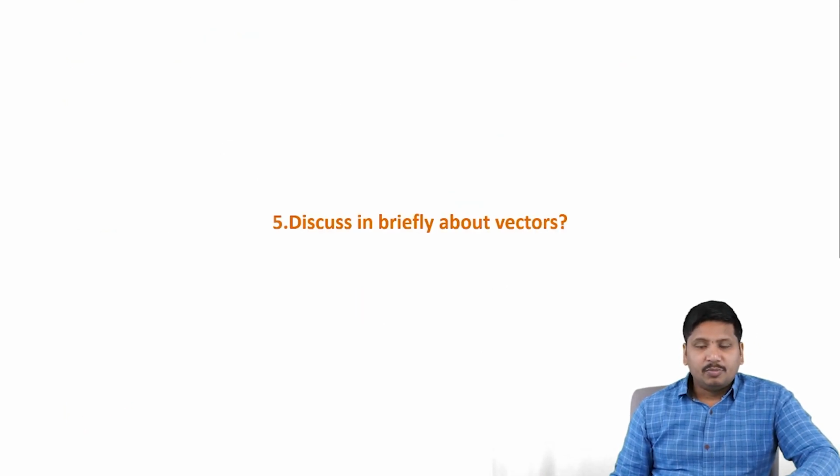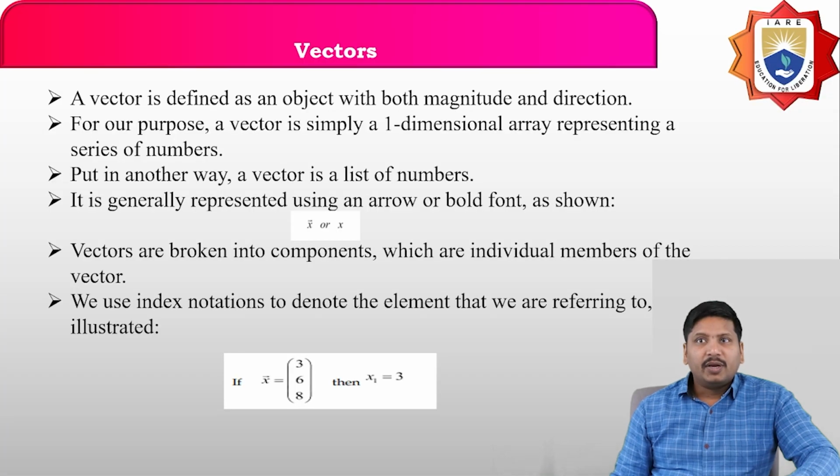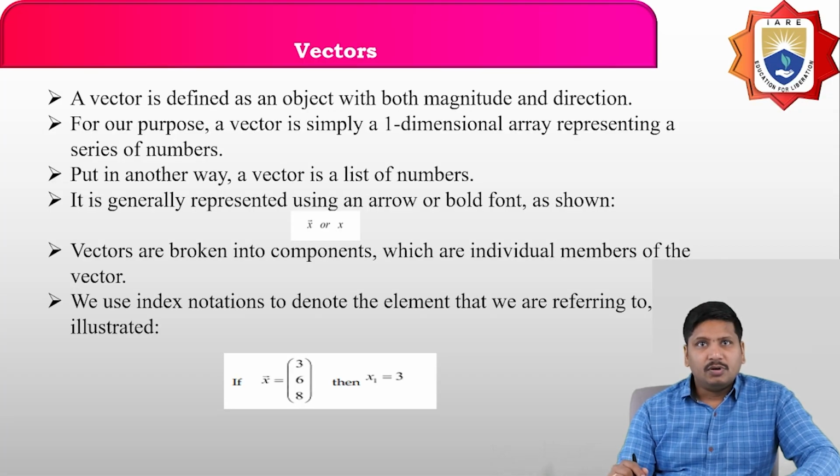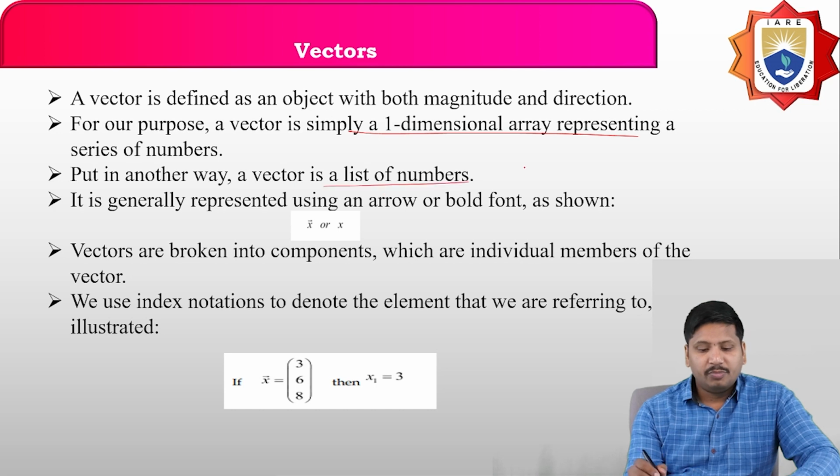So discuss briefly about the vectors. A vector is nothing but a defined object with magnitude and direction. Here the vector is a one-dimensional array, representing a series of numbers, where an array should be a list of numbers as well.